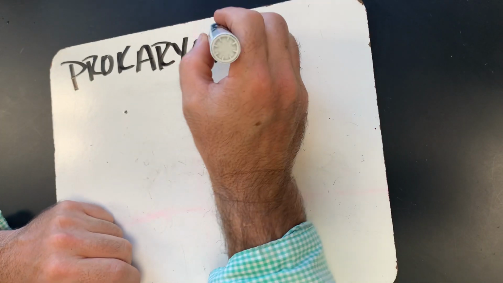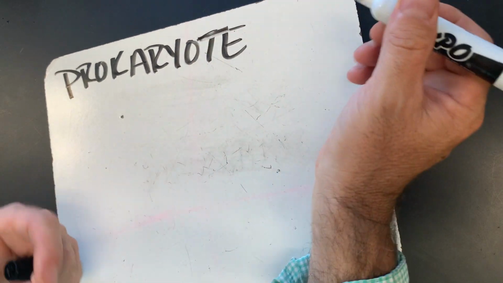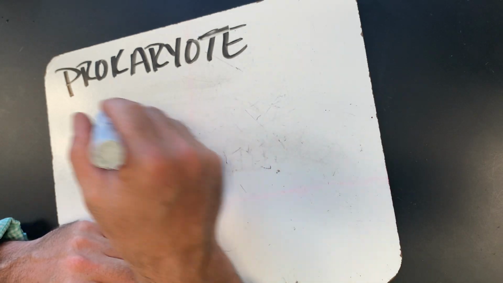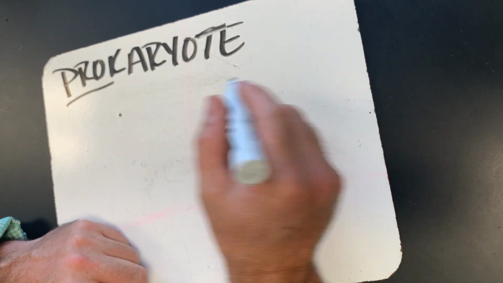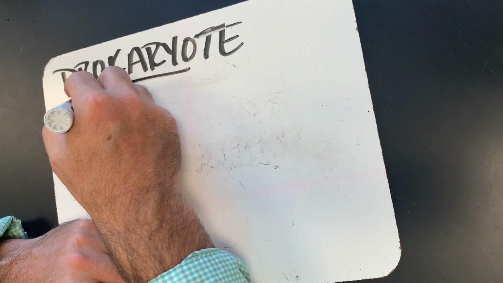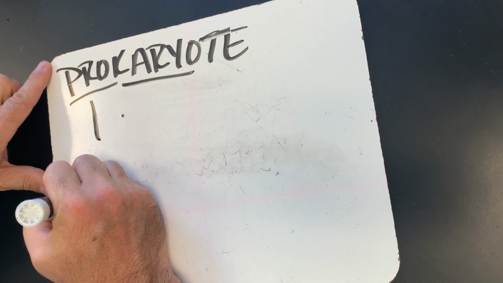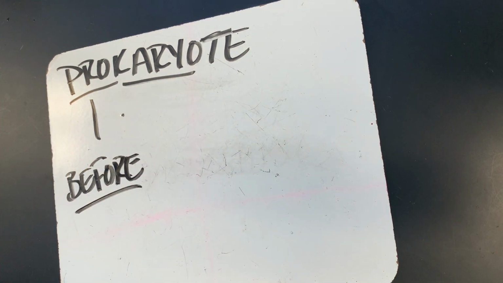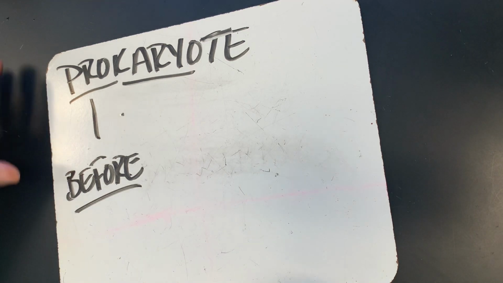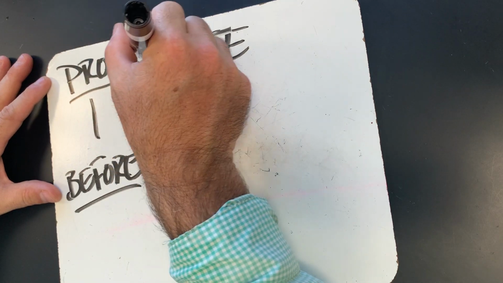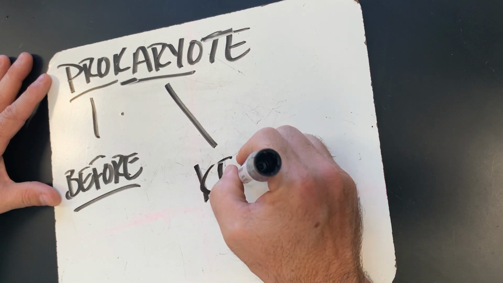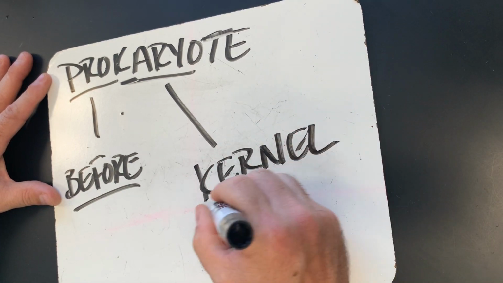So a prokaryote, let's just break down the word first, because it's sometimes better for me if I can look at a word and get some meaning from it. The first part is pro, and the second part is karyo. The prefix pro means before. In Greek, pro means that it came before something. Karyo, K-A-R-Y, in my crazy handwriting here, means kernel.